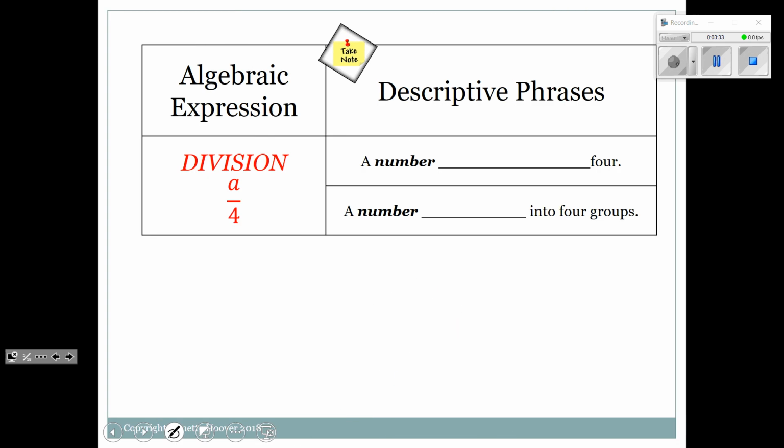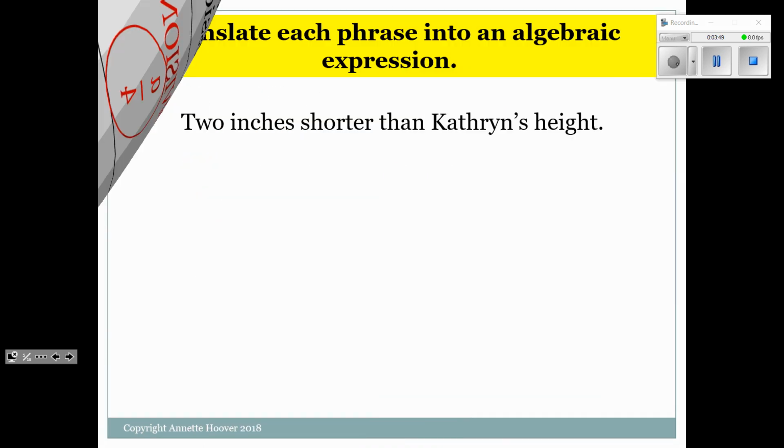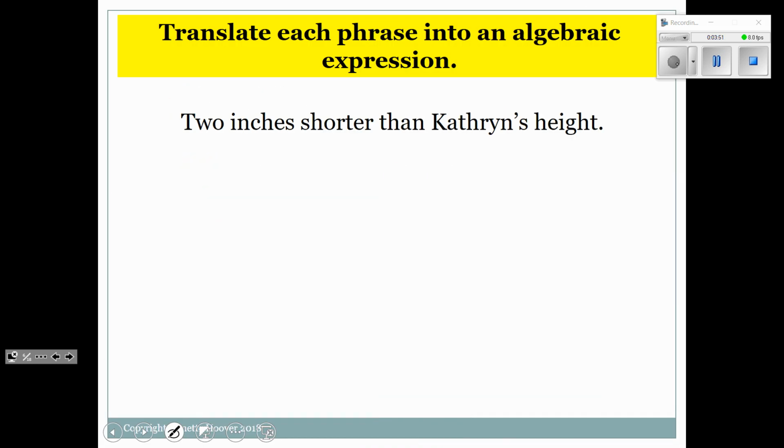Let's look at 2 different ways that we can read this division expression. We could say a number divided by 4 or a number separated into 4 groups. So this is translating algebraic expressions. So let's look at what this would look like.